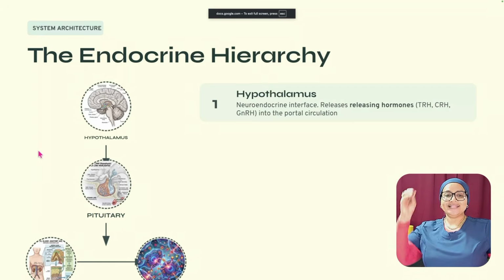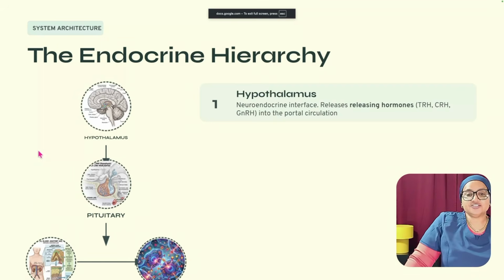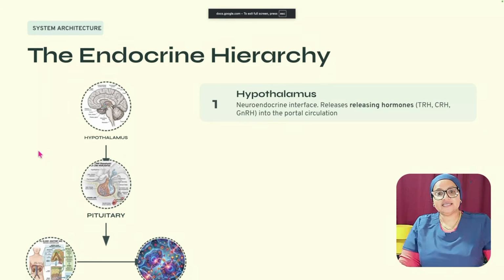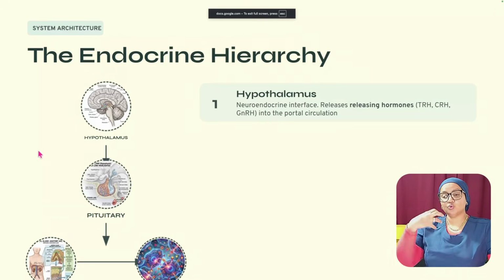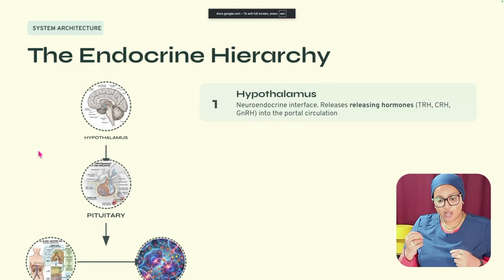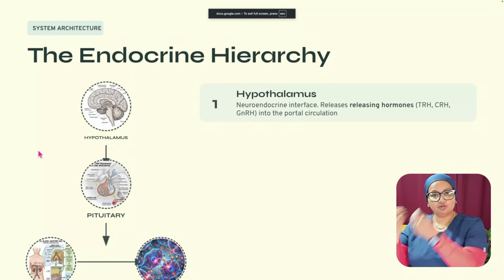It sits at the floor of the third ventricle in the diencephalon and serves as the neuroendocrine interface. It receives inputs from the nervous system: stress signals, pain, circadian rhythms, temperature, emotional state. All these are inputs coming to the hypothalamus to inform its output. And the output is, it has two forms of output. It's a neuronal output and endocrine output.